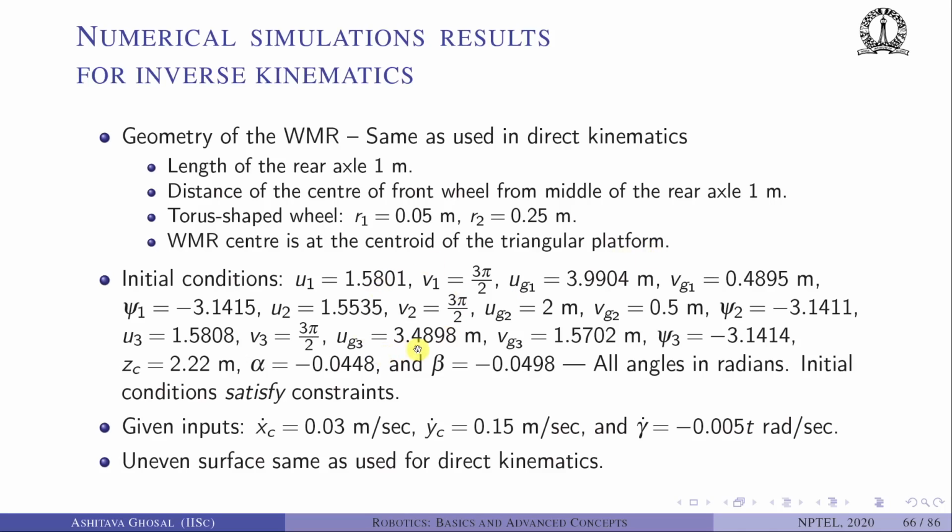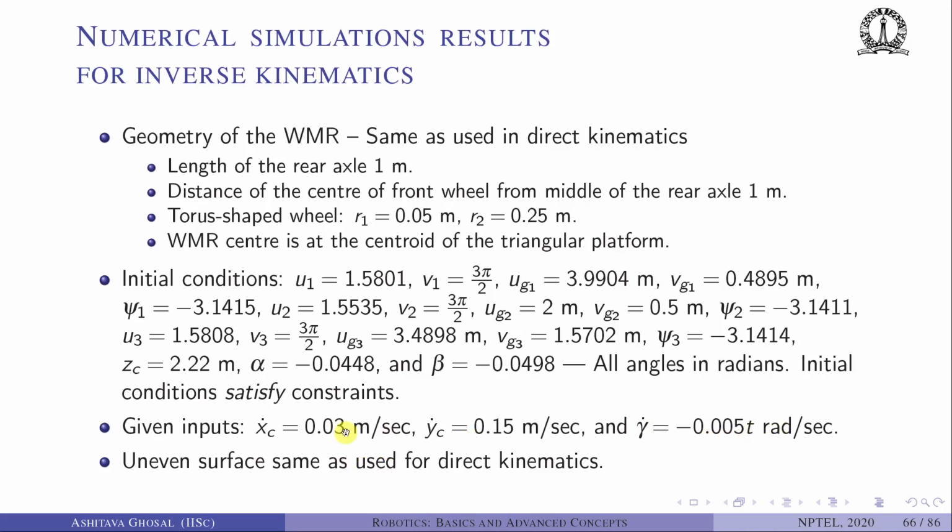Again, we choose these initial conditions to satisfy the constraints. I'm not going to go into each and every term, but we have obtained U1, V1, U2, V2, UG1, VG1, and so on, such that they satisfy the constraints. The inputs are XC dot is 0.03 meters per second, YC dot is 0.15 meters per second, and gamma dot is minus 0.005 t radians per second.